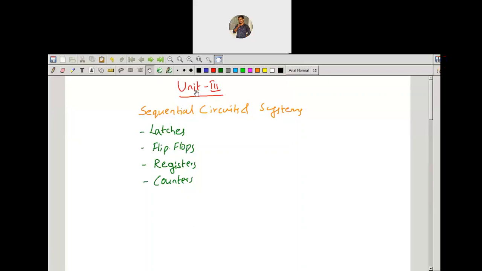Okay, today we are going to start the new chapter, that is sequential circuits. As we already told you, there are two types of digital circuits: combinational logic circuits as well as sequential logic circuits. In the second chapter, we saw what a combinational logic circuit is, and also observed some examples of combinational logic circuits. From today onwards, we are going to see the sequential logic circuits in the third chapter.